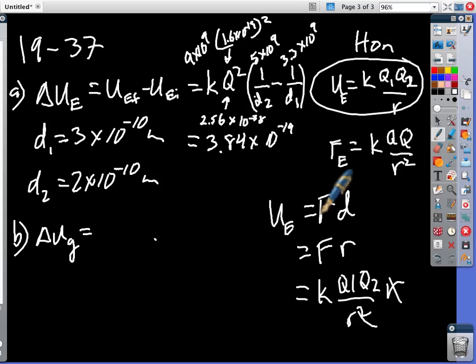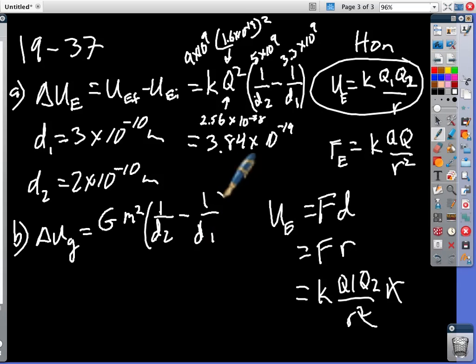All right, and then the gravitational potential energy. Same smell, right? It's the same thing. We just have to replace the different numbers. I'll write the formula once. That's big G m squared, and then same thing, 1 over d2 minus 1 over d1. On your calculator, if you did this all in one shot, you can do shift enter, it'll pop the equation up again, and then just replace the numbers.